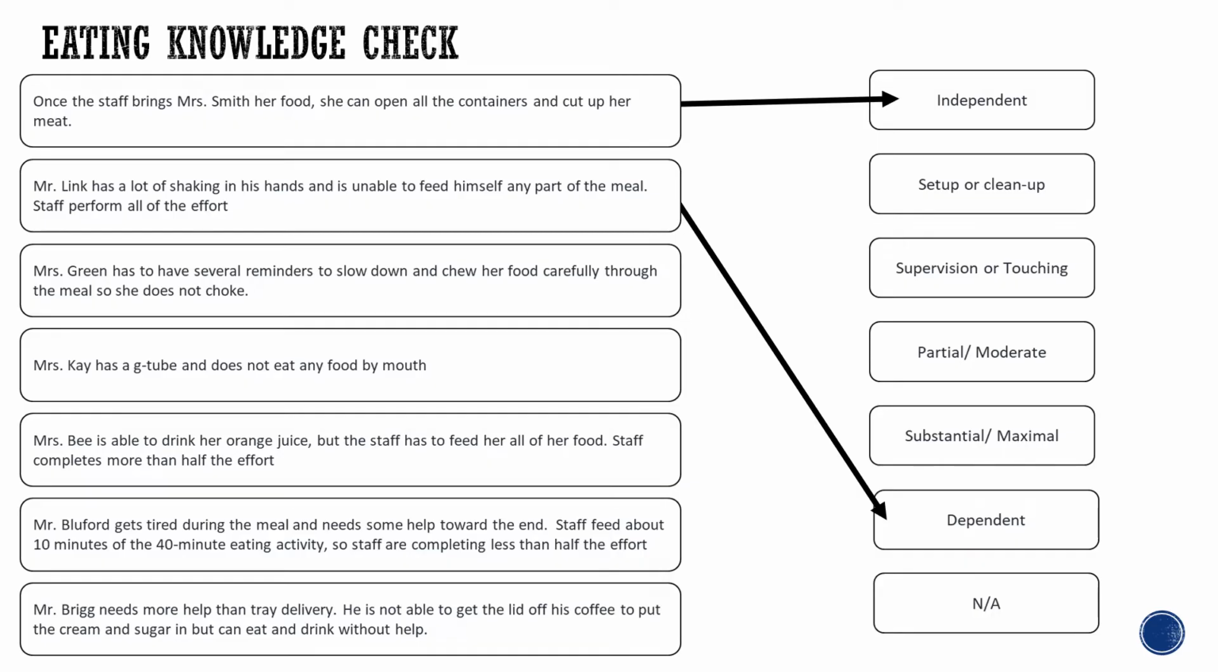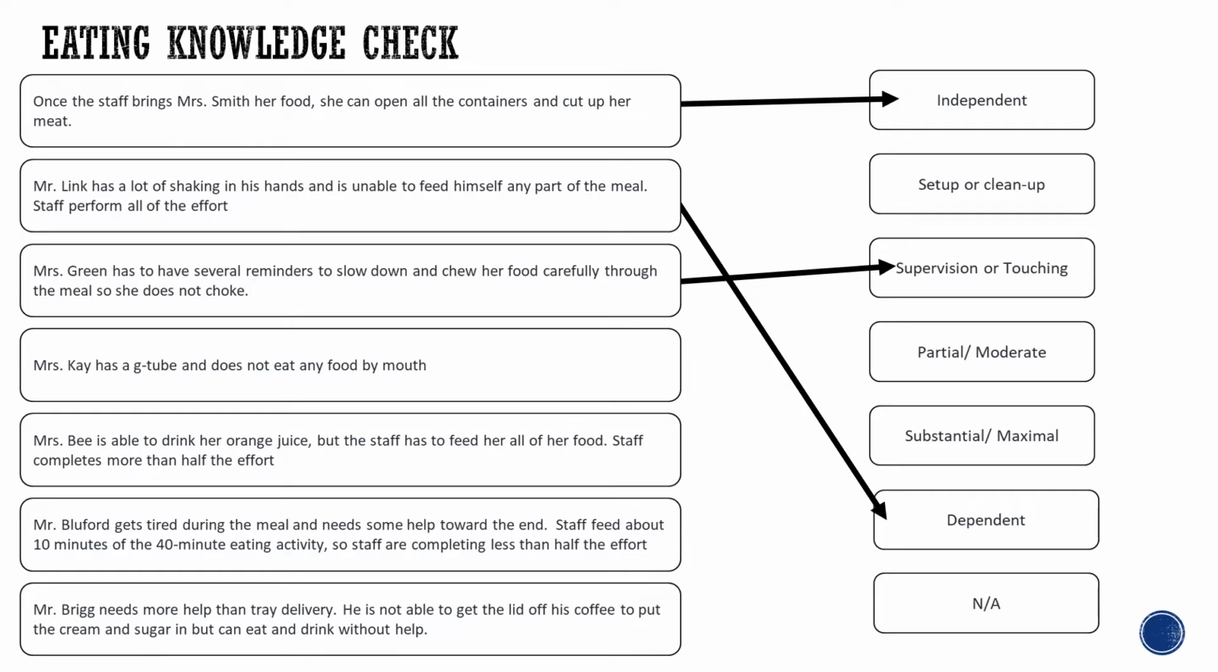Mrs. Green has to have several reminders to slow down and chew her food carefully through the meal so she does not choke. How should we code this item? This would be coded as supervision or touching because staff is giving her cues to swallow safely.